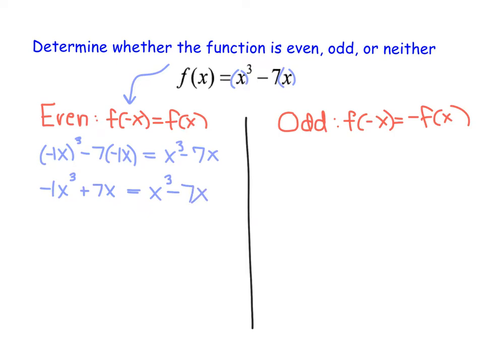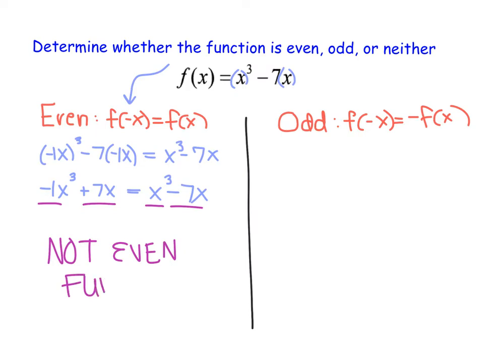When I look at this, what I notice is that this isn't equal. I have a negative x cubed on one side and a positive on the other, and I have a positive 7x on one side and negative 7x on the other. Those are not the same. As a result, because they are not identical, I can confidently say that this is not an even function. However, just because it's not even doesn't guarantee that it is odd, because even means symmetric around the y-axis, odd means symmetric around the origin, but there are situations where it's neither of those things.